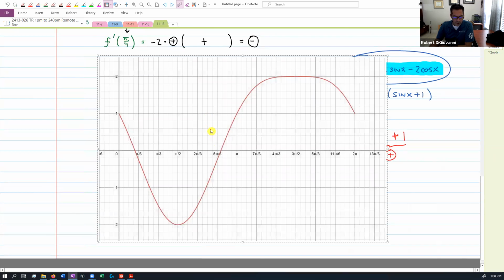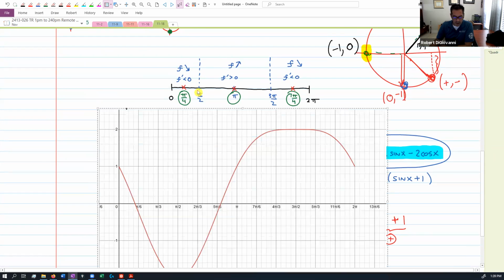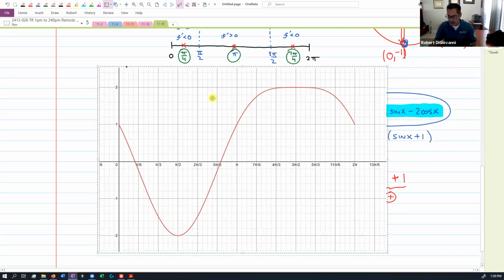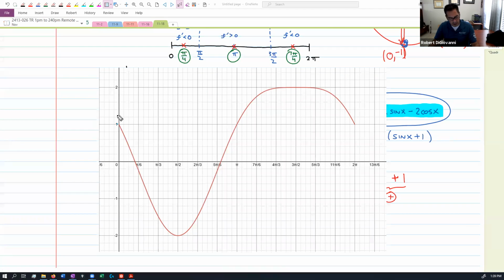All right, on our first derivative, here was our information. We said from 0 to pi over 2, we should be expecting to see it go down. So that's happening right here. It's going down, right? Like this, between 0 and pi over 2.